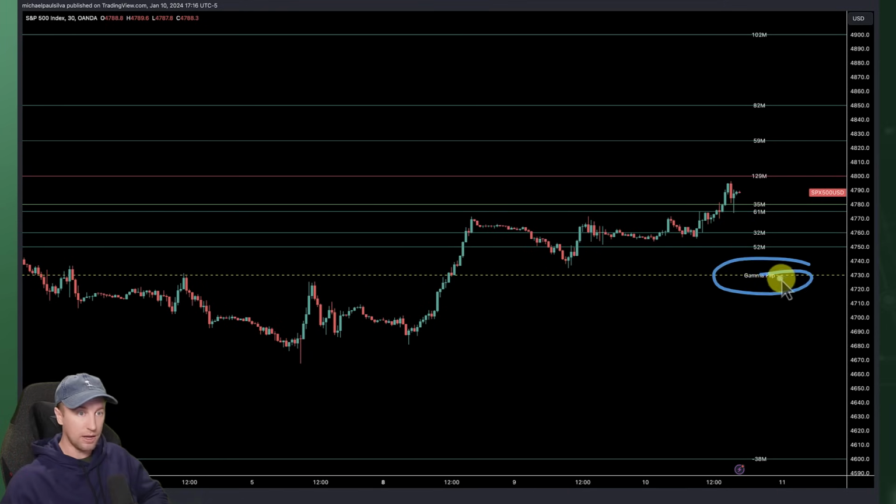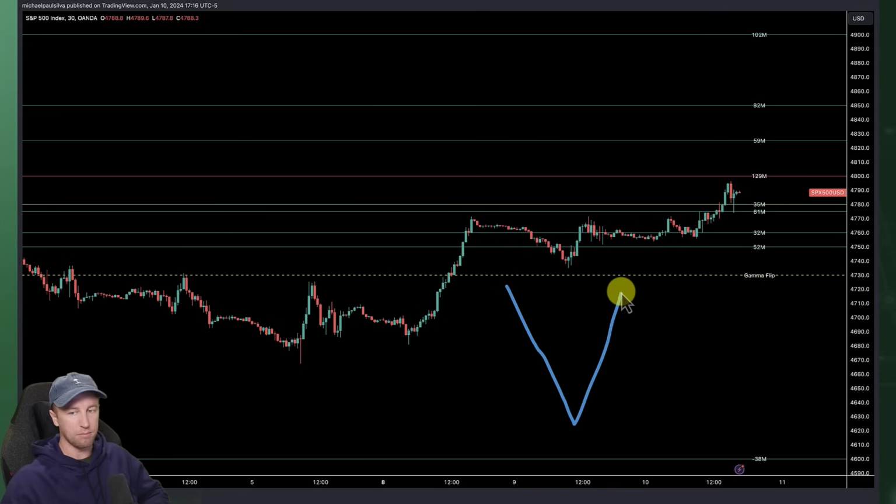The gamma flip line is at 4,730, and this lets us know that dealers look to buy the dips, sell the rips, and so forth. When we get below there, the dealer positioning typically changes, not at that level, but when we break from it. You get selling into selling, you get buying into buying, and you get a lot more volatility.